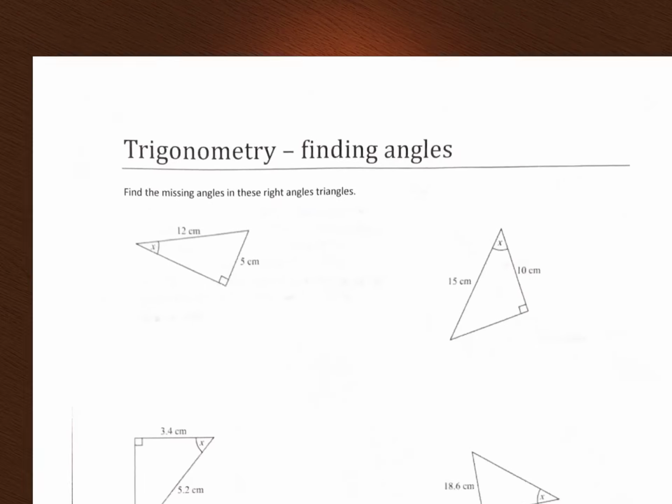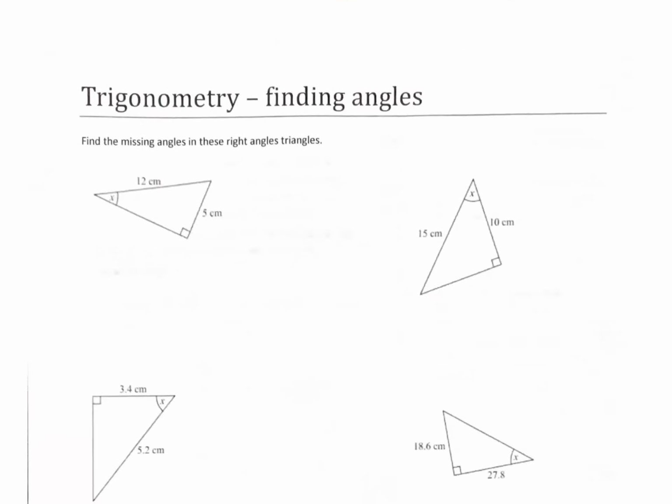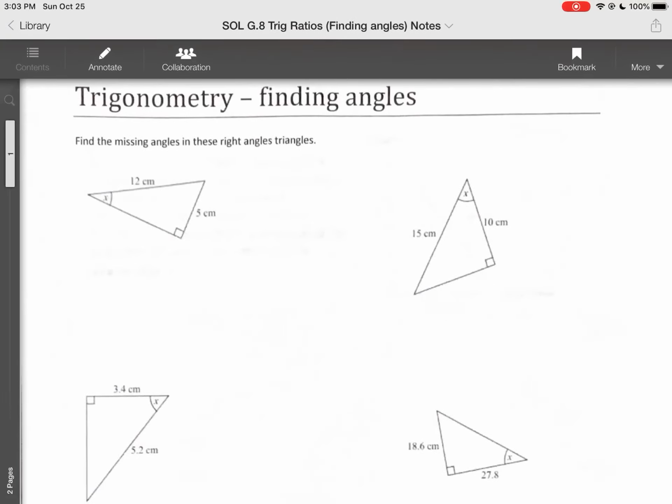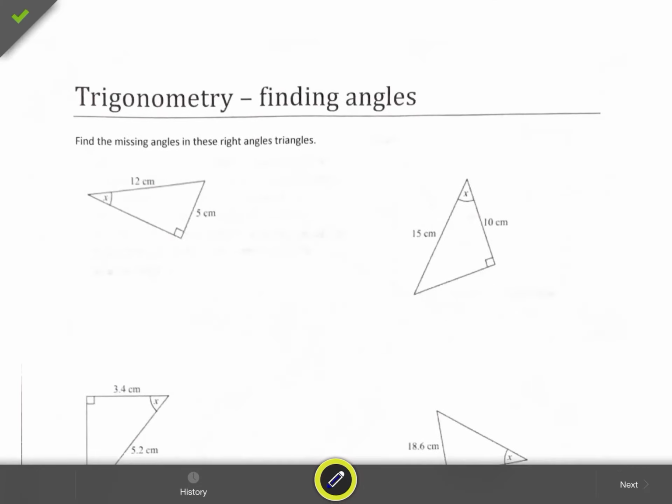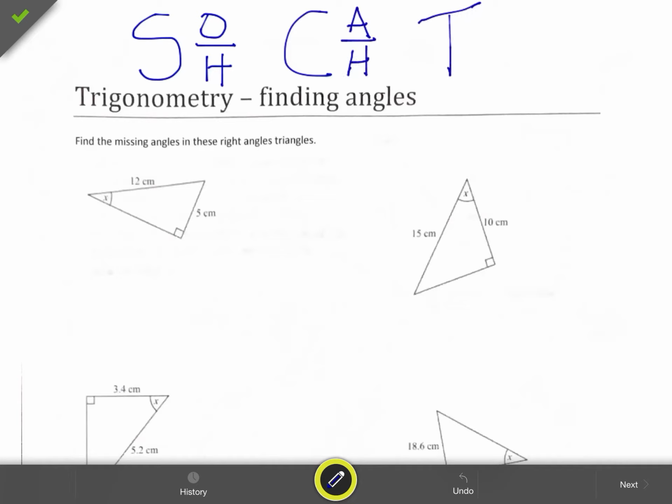So let's just review very quickly. What is the mnemonic we use for our trig ratios? Yeah, SOHCAHTOA. So let's write that. SOH, CAH, TOA.